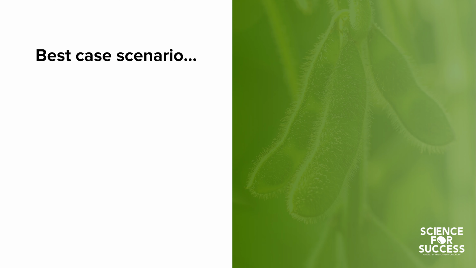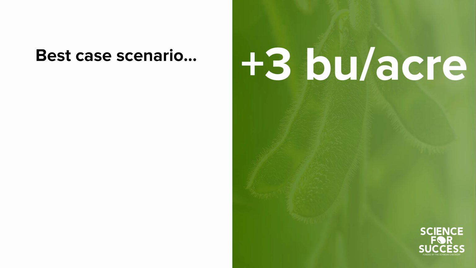So we wanted to look at the best case scenario. The best case scenario was looking at the non-treated control, so soybean without a biostimulant, compared to a soybean seed that had a biostimulant applied. And we looked at the best one for each location. With this scenario, we can see an average yield increase of 3 bushels per acre.